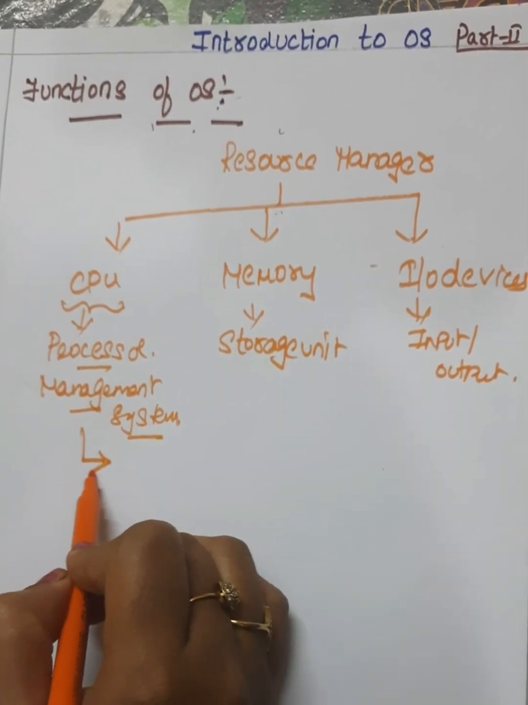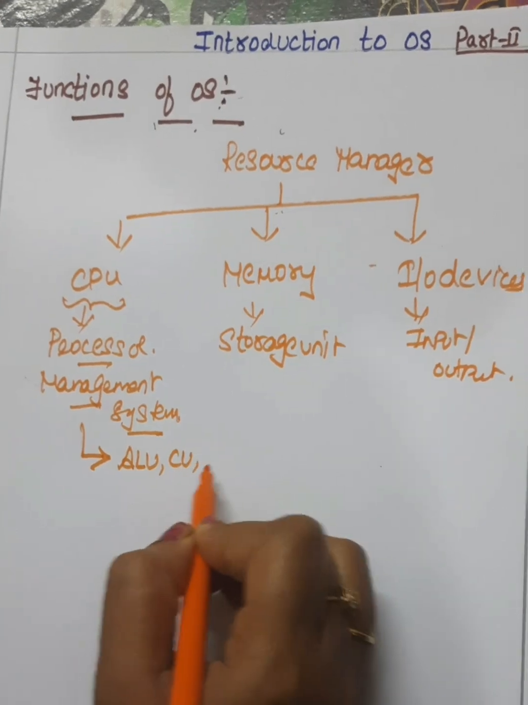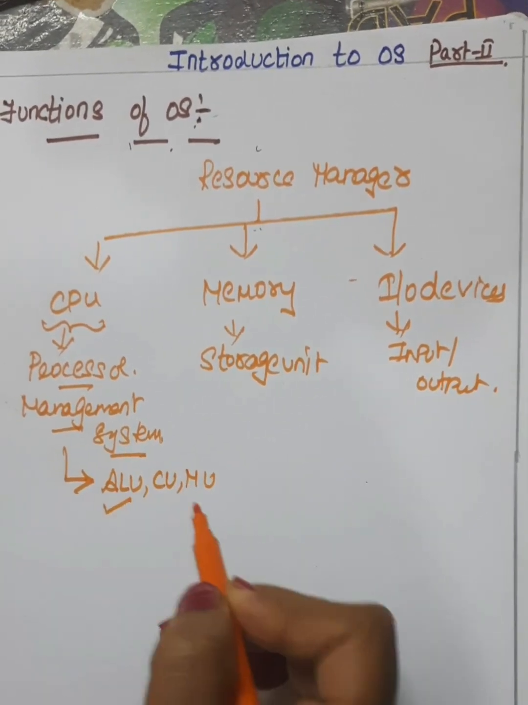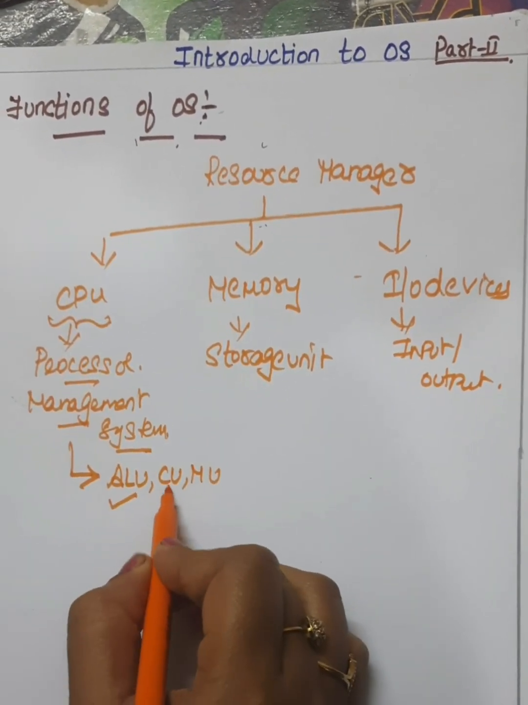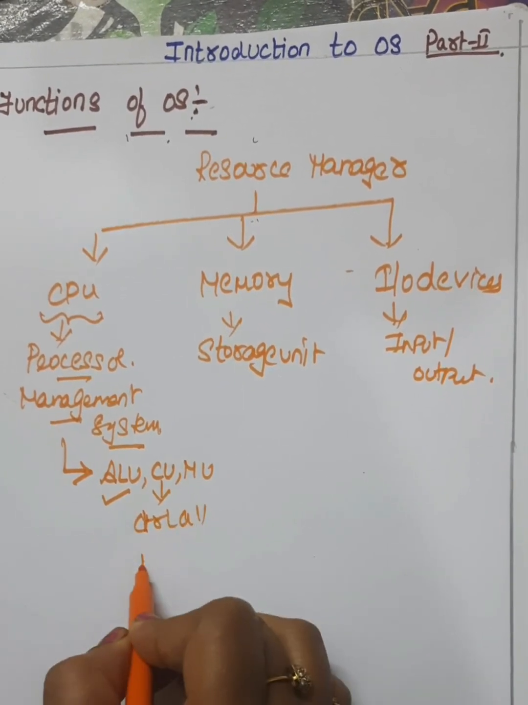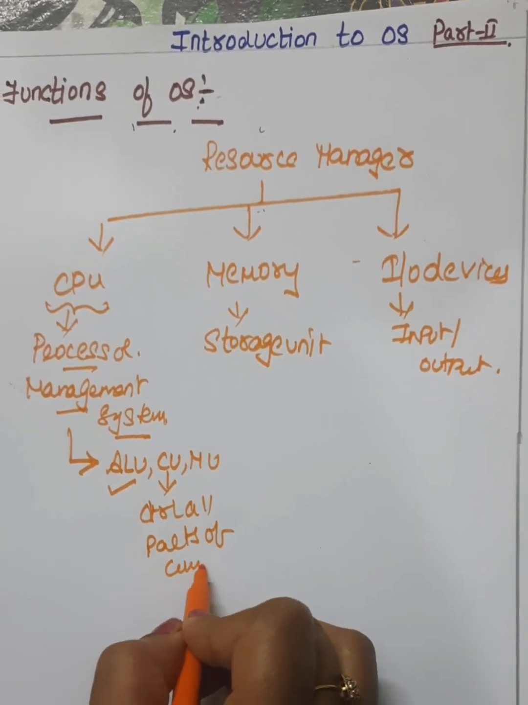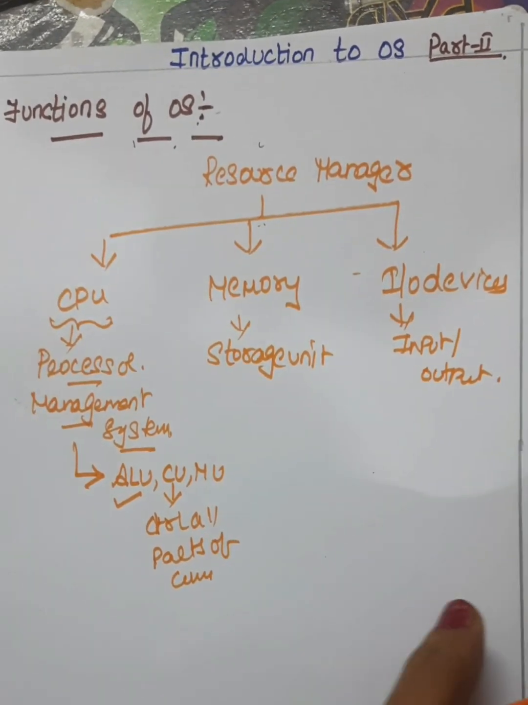is nothing but here you have some different functions like ALU, CU and MU. So ALU is for doing some calculations and control unit will control all the parts of the computer. Okay. So memory is nothing but the storage unit.